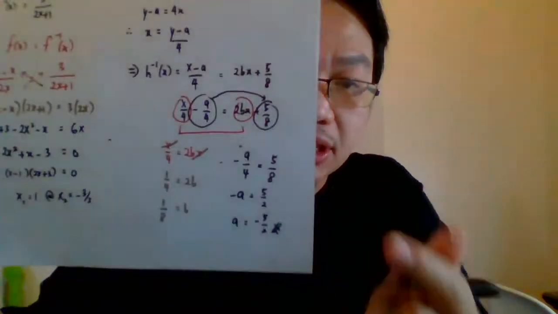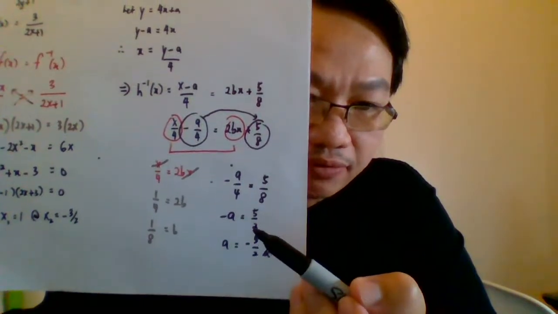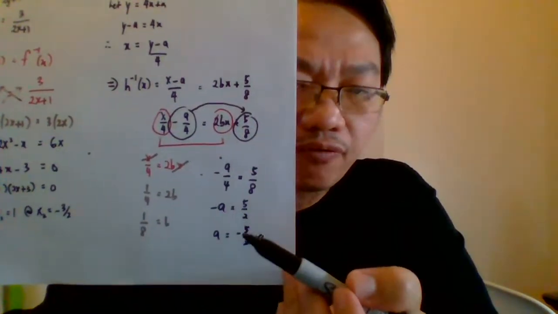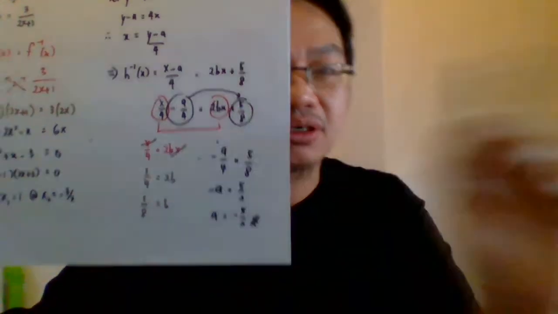This is our answer. Since negative a equals 5 over 2, negative moves to this side, it becomes a equals negative 5 over 2. Settle. Very simple question. Alright, guys, that is question number 3.